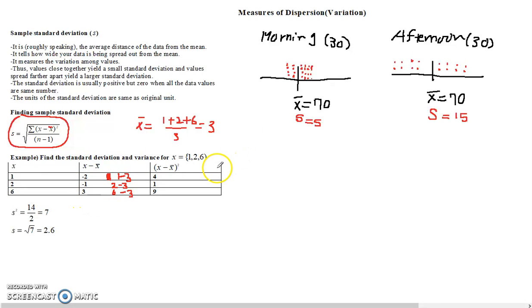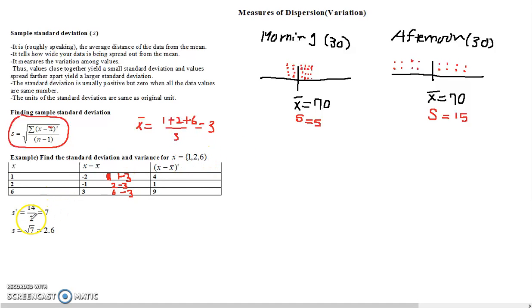Then we're going to have to square. First, find the difference between the actual score and the sample mean. Once we find the difference, then we square them. So minus 2 squared, we get 4. Minus 1 squared, we get 1. And 3 squared, we get 9. So we add them all up. That's what the sigma means. So we have 4 plus 1 plus 9, we get 14.